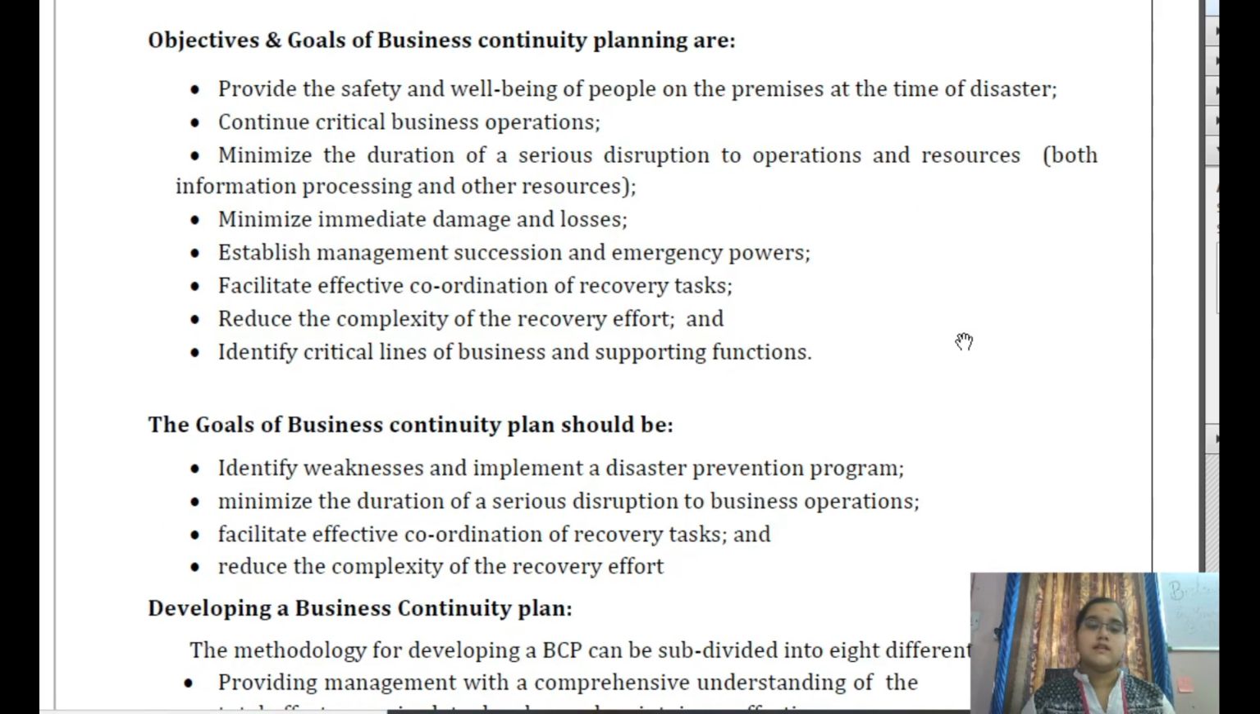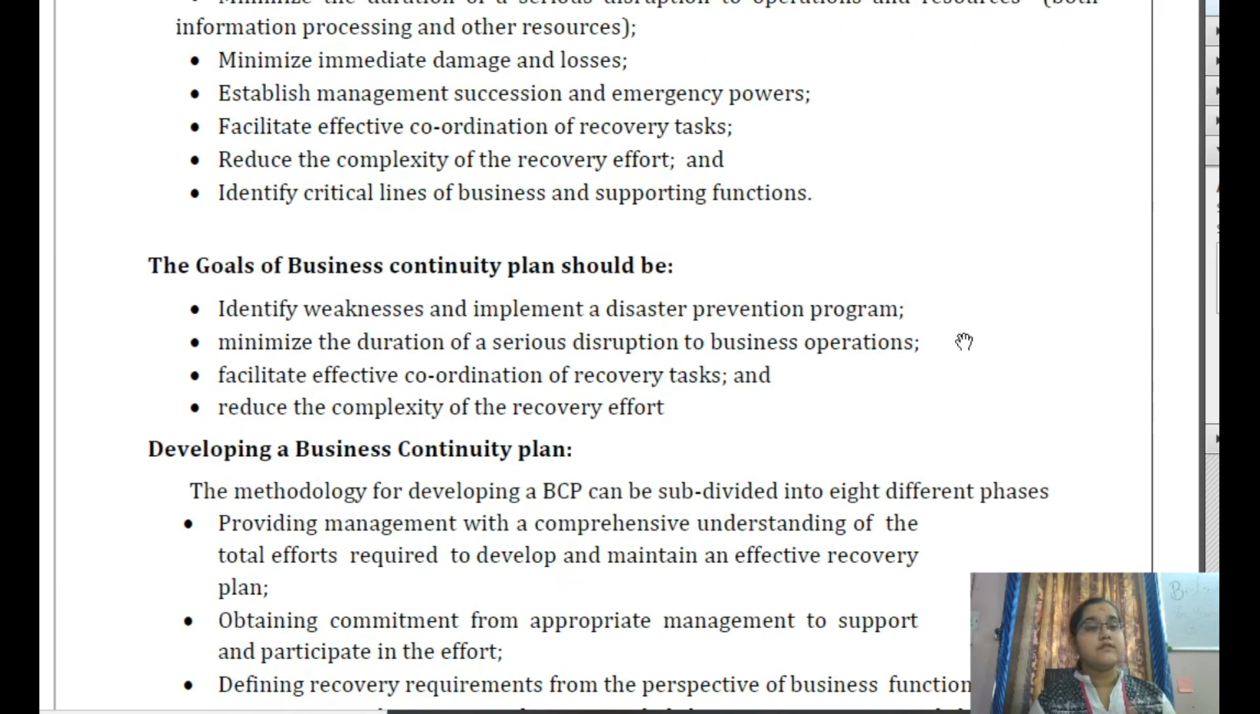Then what are the goals? See, goals will somewhat resemble the objectives, but because we have a goal, the objectives are formed, or we can say because of the objectives, we are getting more clarity on our goals. So what is the goal of business continuity planning? Identify the weaknesses and implement a disaster prevention program. So you check the entire organization, check all the processes, find where the weaknesses are and which disaster each weakness could result in, and then take up the disaster prevention program.